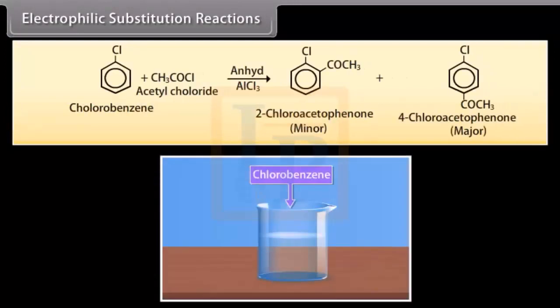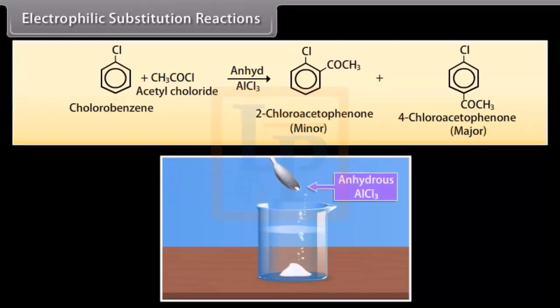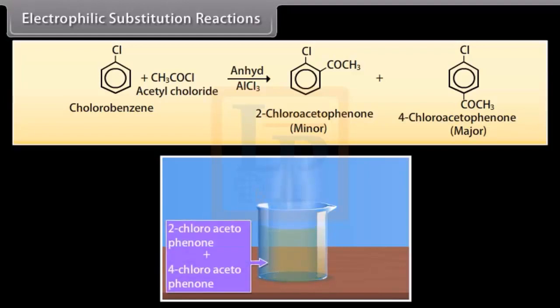When chlorobenzene is mixed with acetyl chloride and then some pieces of anhydrous aluminium chloride are added, it reacts to give 2-chloroacetophenone, which is a minor product, and 4-chloroacetophenone, which is a major product.